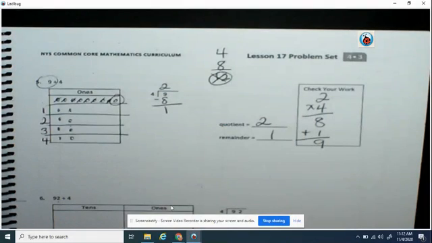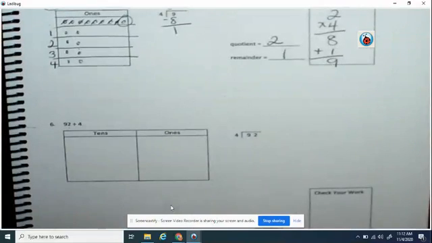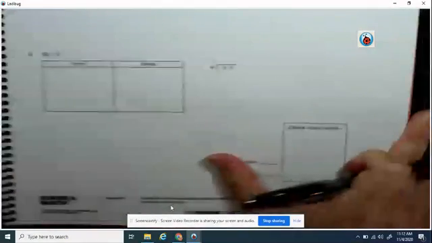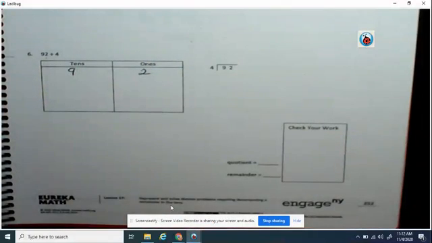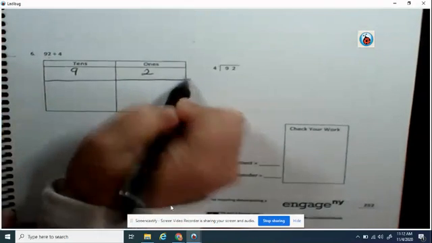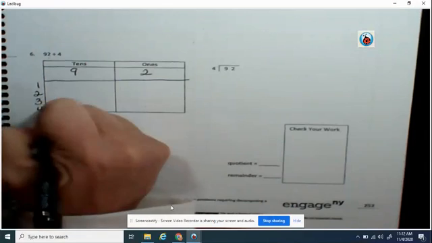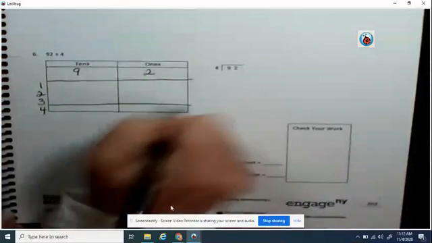Okay, now I'm going to do 92 divided by 4. All right, so 92 divided by 4. So instead of drawing out 9 10s, I'm going to do this. Okay, we're going to see if you can handle it. We're going to take that 92 and we're going to divide it by 4.